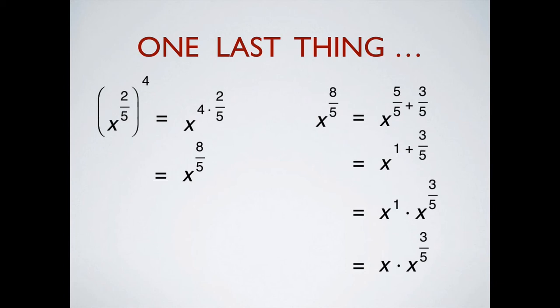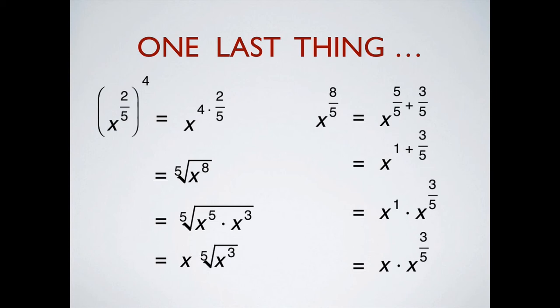Now let's go back. Look at x to the 8/5 again. X to the 8/5 means the 5th root of x to the 8th. Breaking out powers of 5, I could write that as x to the 5th times x cubed. So the 5th root of x to the 5th is x, and the 5th root of x to the 3rd is the 5th root of x to the 3rd. So you'll notice those two expressions are really the same. X times x to the 3/5 is the same as x times the 5th root of x cubed. So I can take advantage again of the power of exponents to be able to simplify radicals if I want. And I don't need radicals to do that.